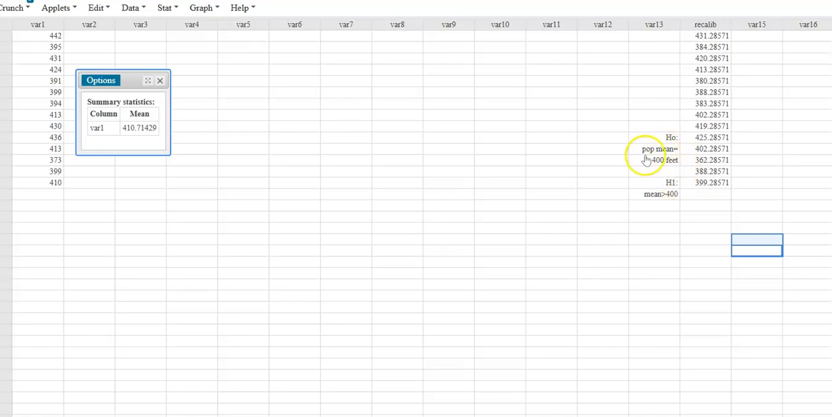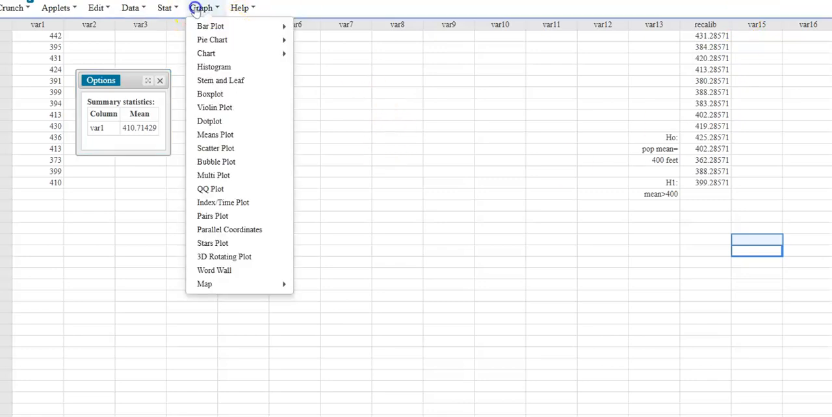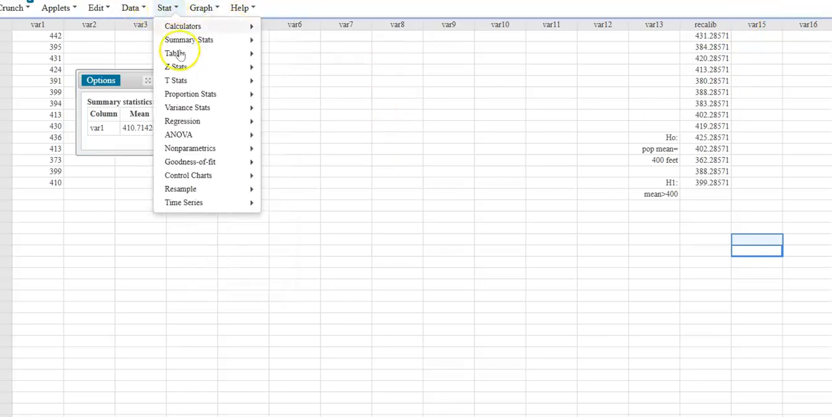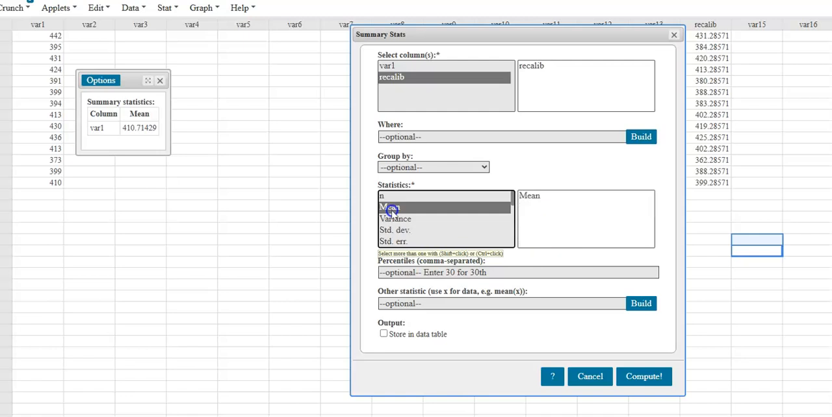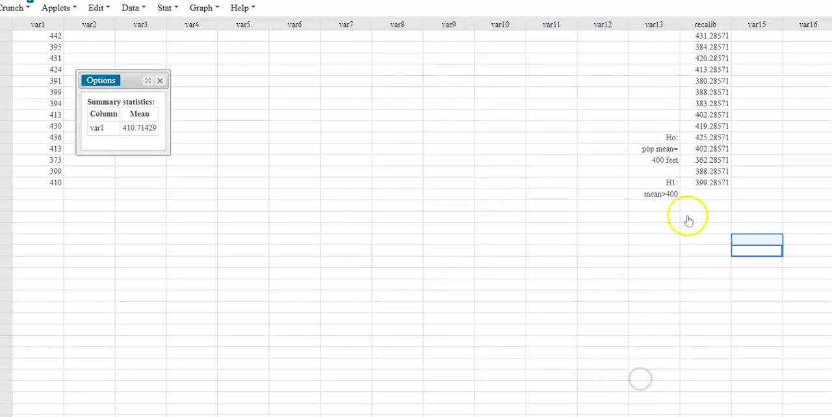The hypothesis had a mean of 400, so we had a difference of 10.71429. So we made a calculation where we subtracted that. And then again, if I check the mean of this recalibrated data, it should be what I want. And if it's not, then you shifted the wrong way. Okay, so I shifted it.